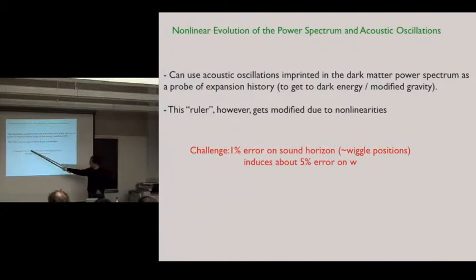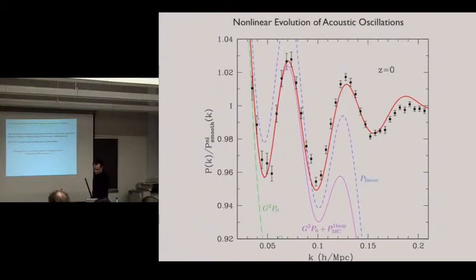And the challenge is that 1% error in the sound horizon, which is roughly the scale that you can define from the positions of these wiggles in the power spectrum, induces about 5 times larger error on the equation of state of the dark energy. So if you want to measure, the goal, as you may have heard, is to measure this down to a percent level. Then you need to figure out this scale to sub-percent. So we are talking about very challenging experiments. And although this is at 100 megaparsecs and nonlinearities are weak, we are trying to measure this to say 0.2% or something like that. So you have to really look at this in detail.